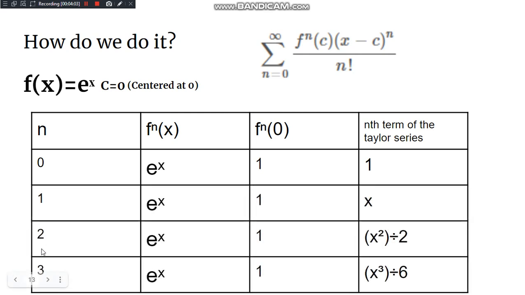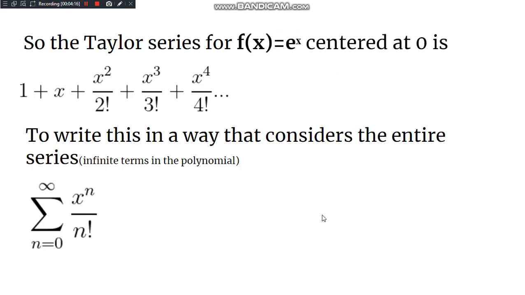Now, when n equals 1, 2, 3, you should get some things that look similar to this. The first term is 1, the second term is x, then x squared over 2, then x cubed over 3 factorial. In other words, 3 factorial is just 6. It looks like this if I just write it out neatly.